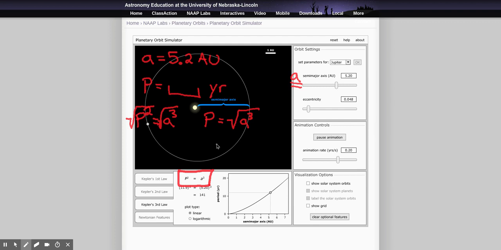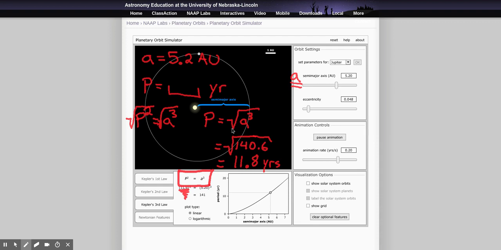So I can use a calculator and figure this out. If I were to plug in 5.2 to the power of 3, I get something like 140.6. And then again, I can use my calculator to take the square root of that. I'm doing that right here, actually. Square root. And it tells me that the orbital period then would be 11.8 years. Now, if you were paying attention, you maybe saw that right down here, 11.9. Okay, so it's actually 11.85. So you could round up to 11.9.